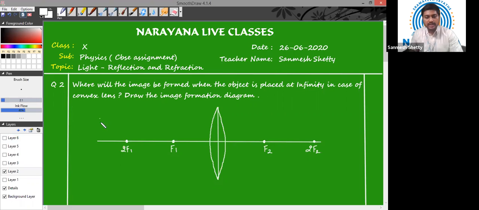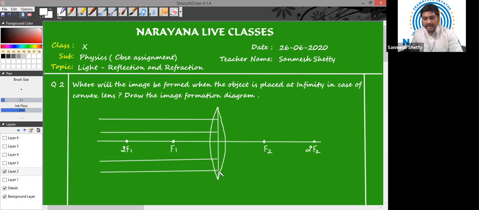Let us assume the object is kept at infinity. So there are a few parallel rays which are coming from that object. Now I have taken these parallel rays as parallel to the principal axis. So according to our rules of image formation, again, the rays which are parallel to the principal axis, after refraction from the lens, will pass through a common point which is known as the focus.